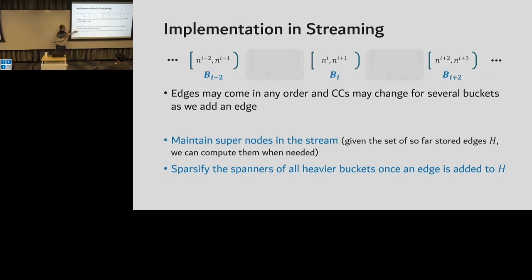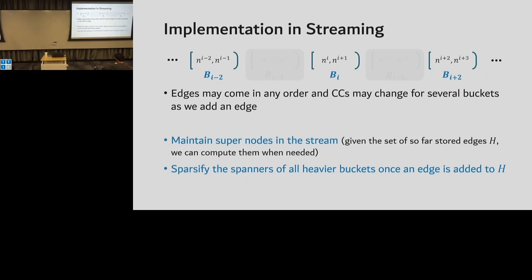The other thing we should be careful about is that whenever we add an edge to one of the spanners, we should go through all heavier buckets and sparsify them. Okay, and it's still okay. It won't increase the space complexity. It requires some time to go over and fix everything, but in terms of space complexity, it doesn't add anything.